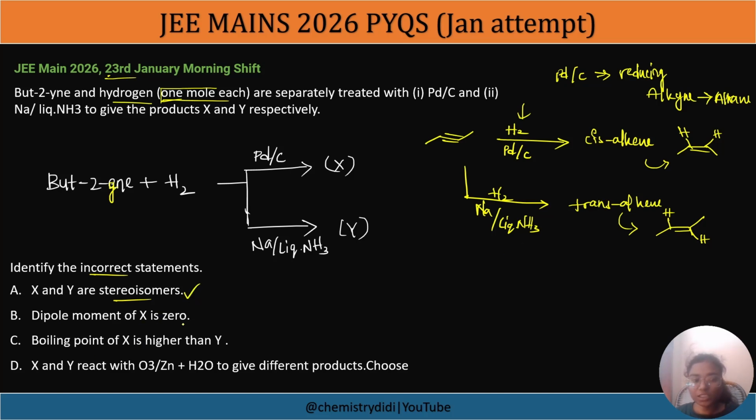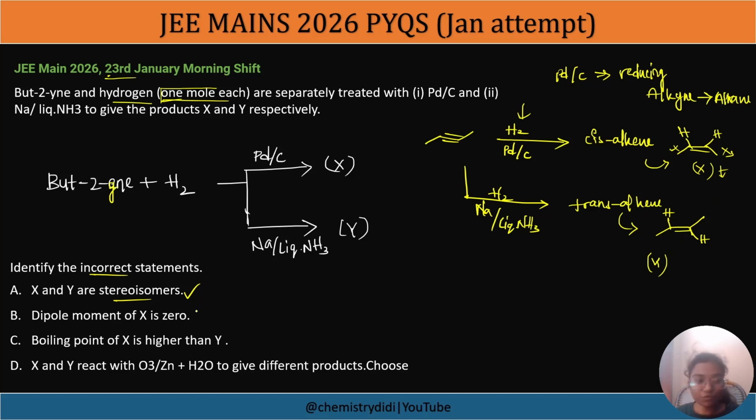Dipole moment of X is 0. What is X? This is X, and this is Y. So is the dipole moment of the cis alkene 0? No, right? Here there is a dipole moment. This is the direction, and the overall direction will be downwards. So this has a dipole. The net dipole is not 0 in the case of cis, but in the case of trans, the net dipole will be 0 because the groups are opposite to each other.